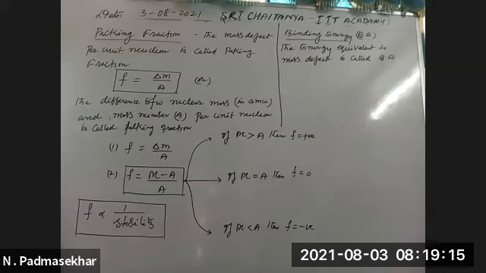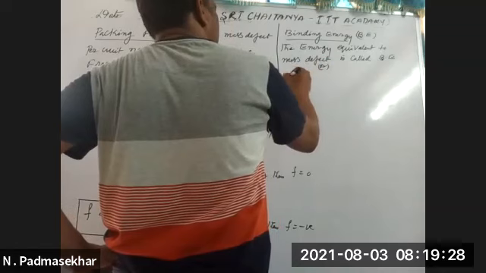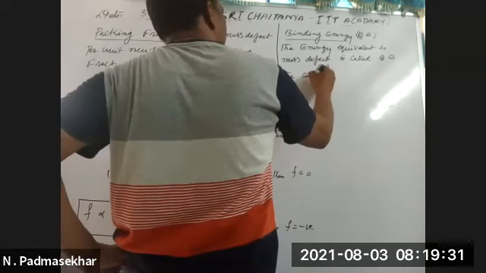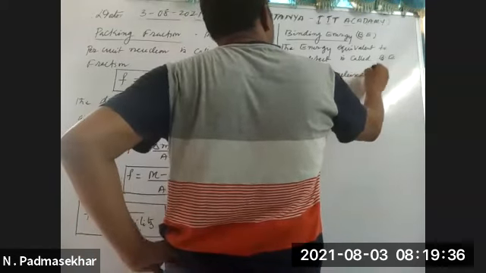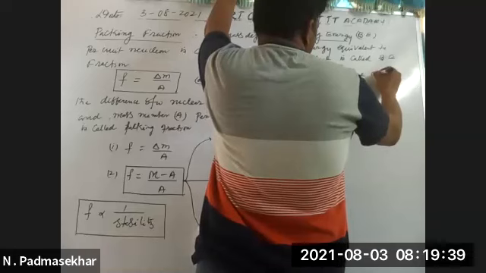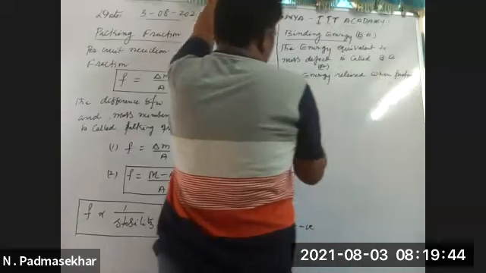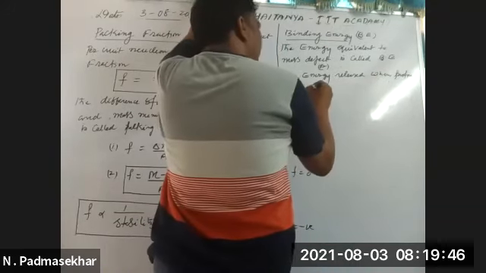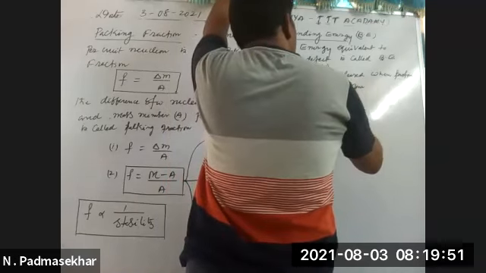Or the energy released when the proton and the neutron are combined inside the nucleus is called binding energy.